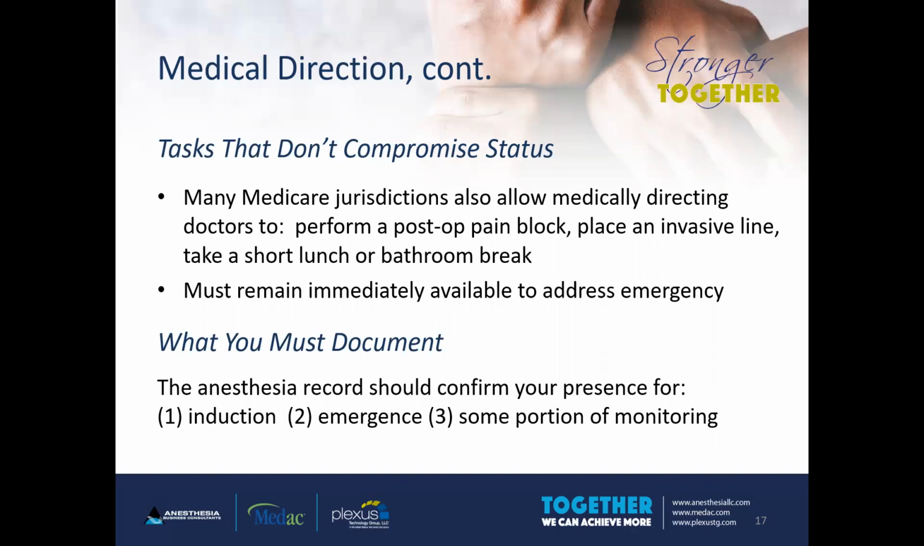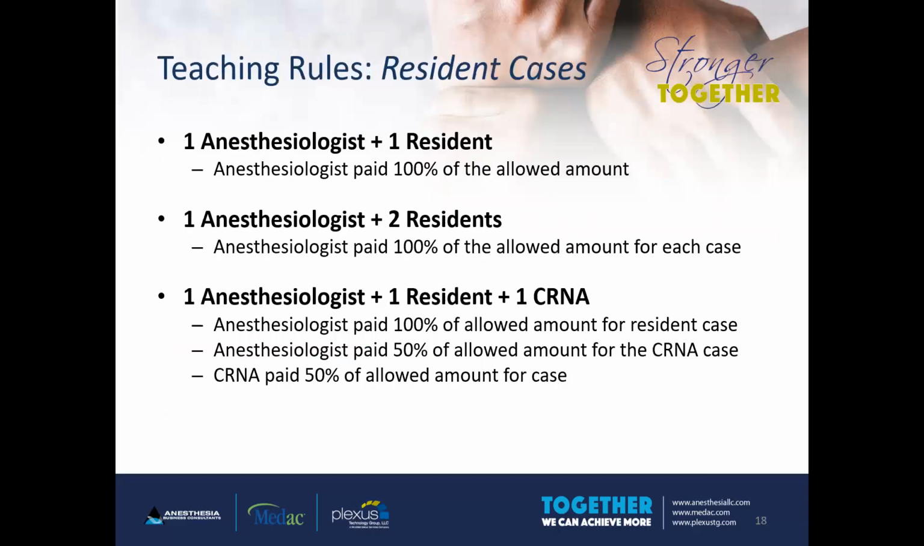Now, what do you have to document? You have to perform all 7 of the things we saw on the previous slide, but you need to document specifically, especially for our purposes, on the anesthesia record, the following: that you were present for induction, present for emergence, and that you monitored some portion of the case. Now, for a MAC case, for instance, induction and emergence is not going to apply, but for a general anesthetic, that will apply. So you need to have attestation statements: present for induction, present for emergence, monitored some portion.